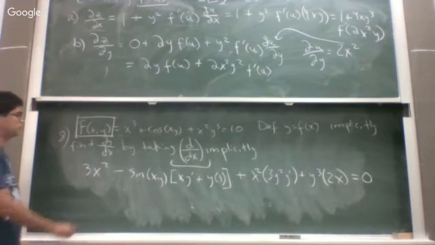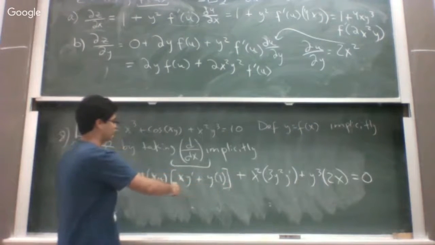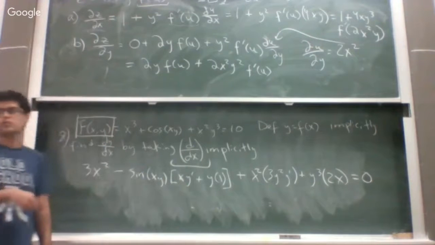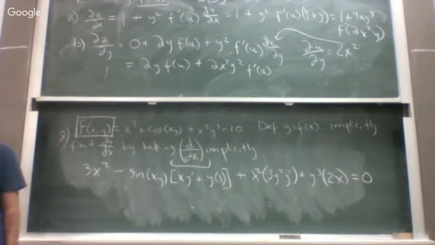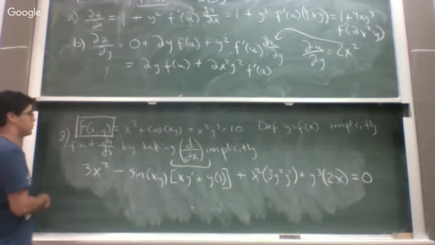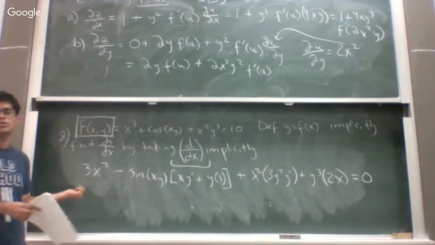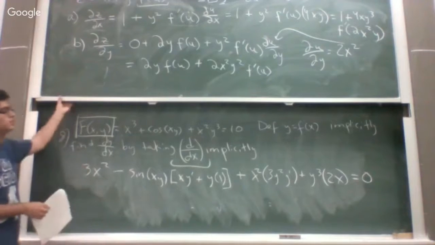Then what you do is you bring all the terms that don't have y prime to the other side, and all the terms that do have y prime remain on one side. You factor out y prime, and you solve for it. So, have you guys copied this? Or understand it?